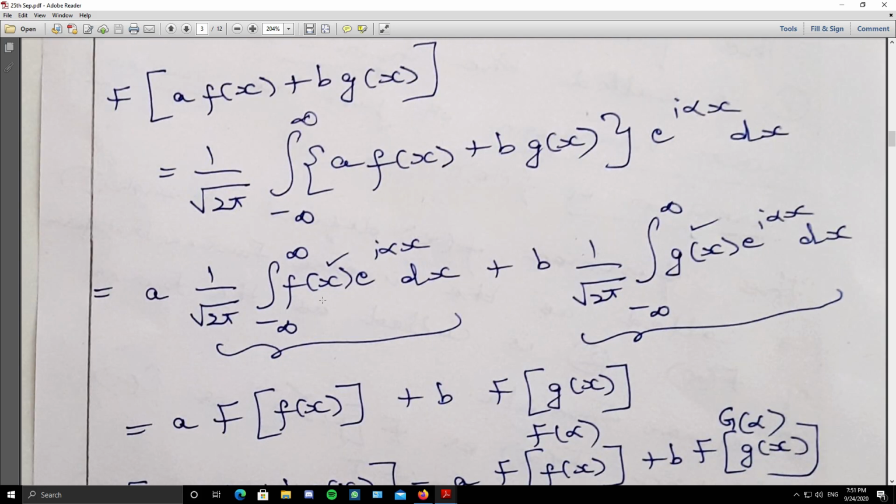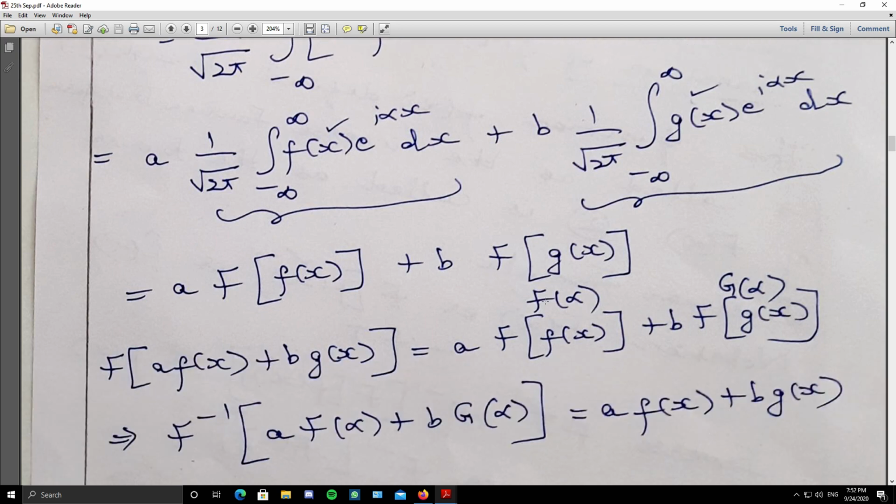So what is this term? A times Fourier transform of f of x. What is the function here? F of x. B times Fourier transform of g of x. So I have written it with respect to the function. A times the Fourier transform of f of x, B times the Fourier transform of g of x. Now, if you are writing with respect to the parameter, it will be f of alpha, or here it will be g of alpha. Since there are two different functions, we have f of alpha and g of alpha.